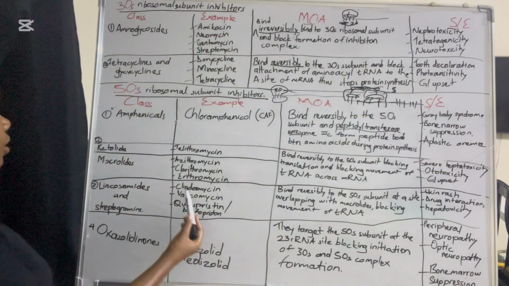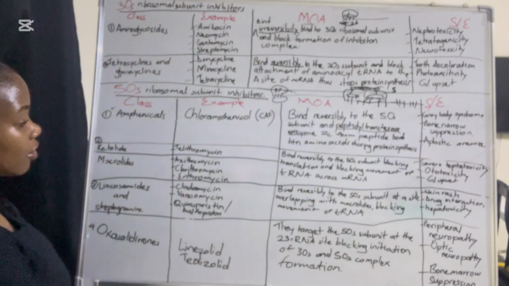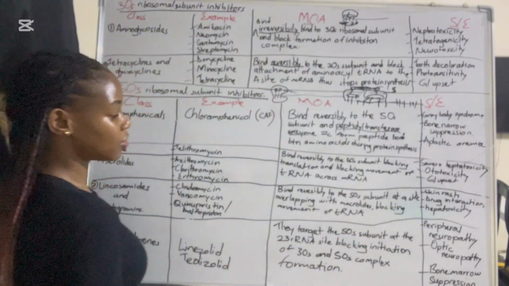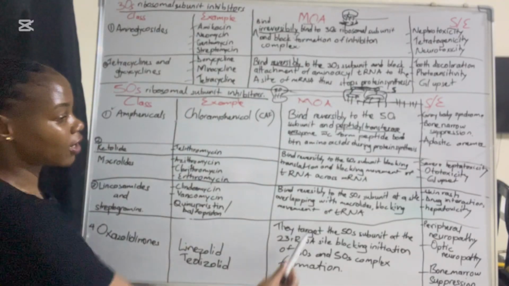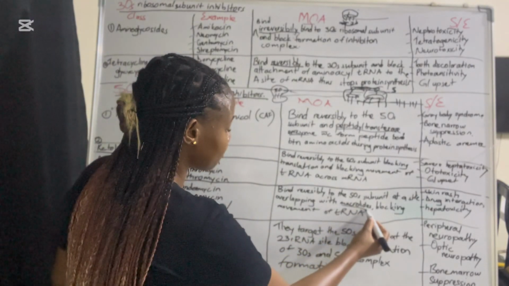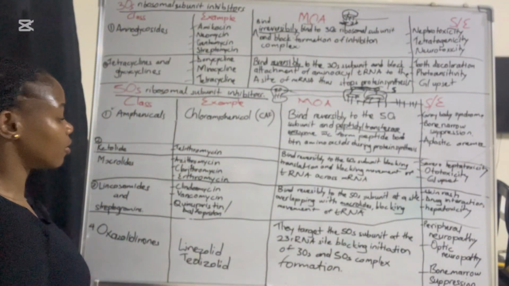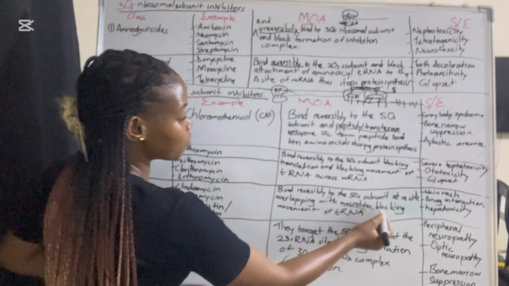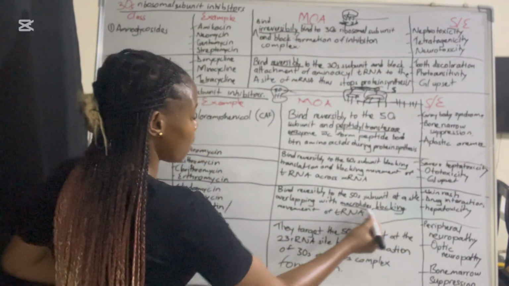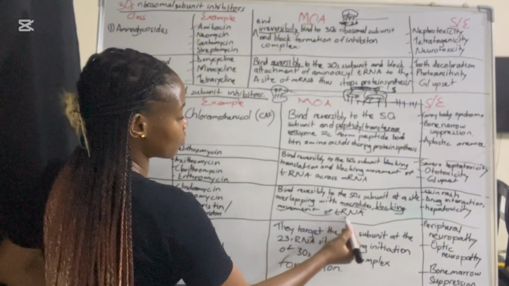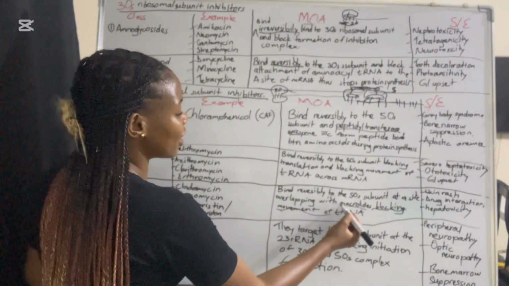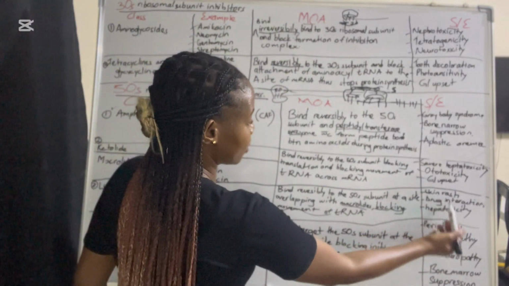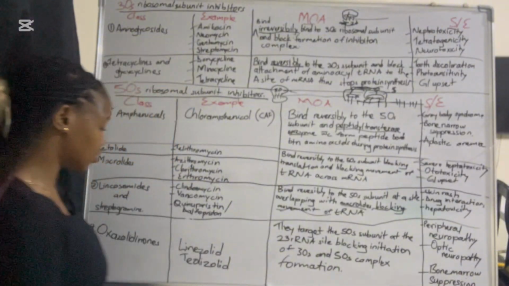This one's where we are having clindamycin, vancomycin, and that. They bind reversibly to the 50S ribosomal subunit at a site overlapping with the macrolides, blocking movement of the transfer RNA. Also, these lincosamides and streptogramins are responsible for blocking. Our main concept is blocking the movement of transfer RNA at a site of overlap with the macrolides. Some of the side effects would be skin rash, drug interactions, hepatotoxicity.